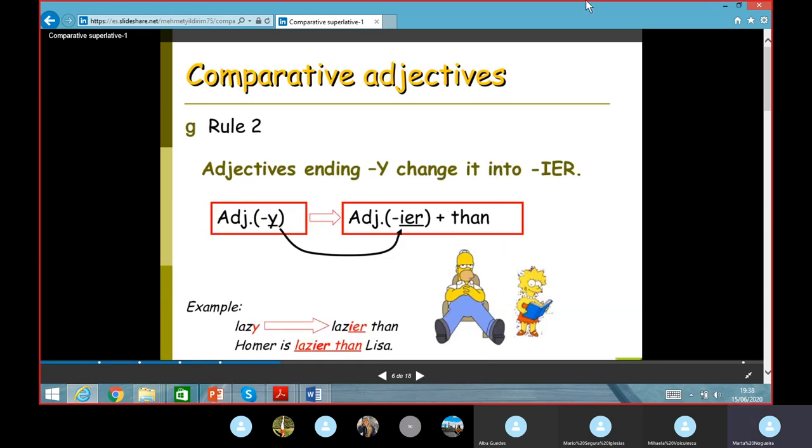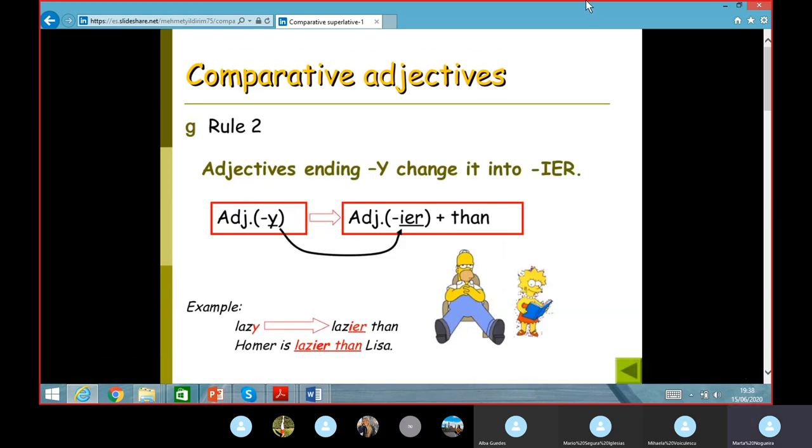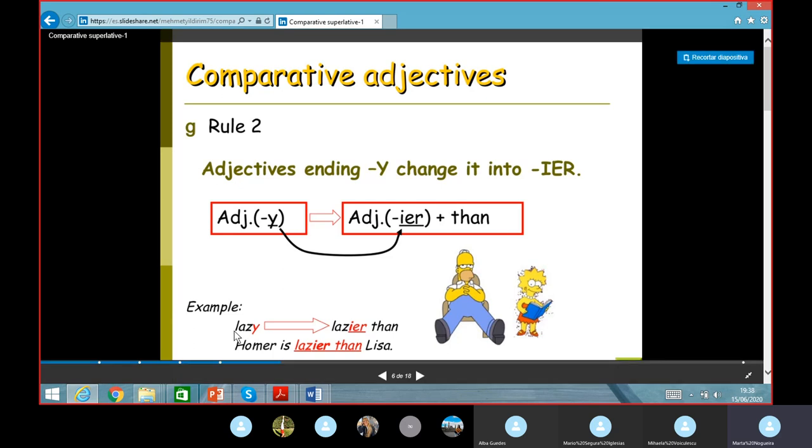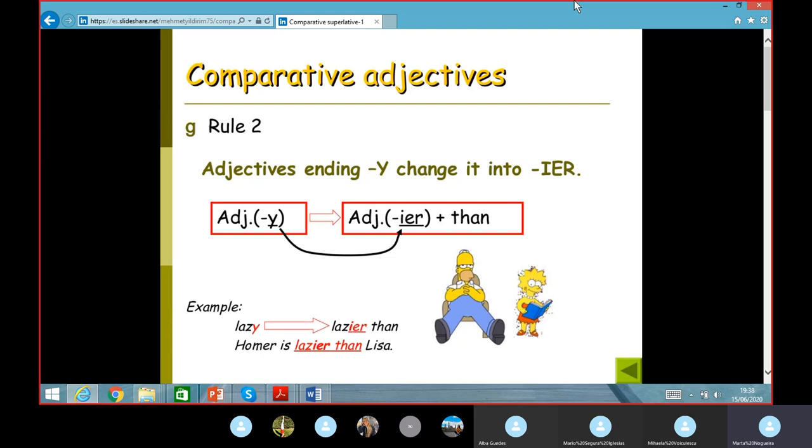When the adjective ends with Y, we change it into IER. Okay, so for example, here we've got lazy, okay, and we drop the Y and we add this ending, and then we put than. Homer is lazier than Lisa. Homer es más vago que Lisa. Okay, cuando tenemos la Y, okay, pay attention to this because this is important.